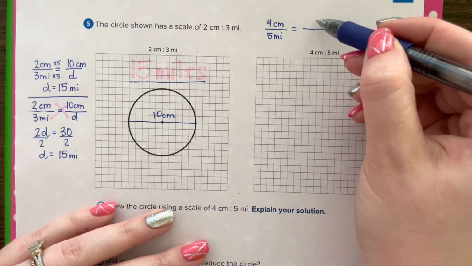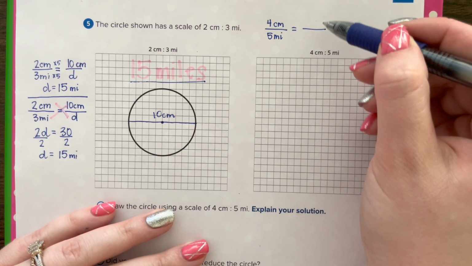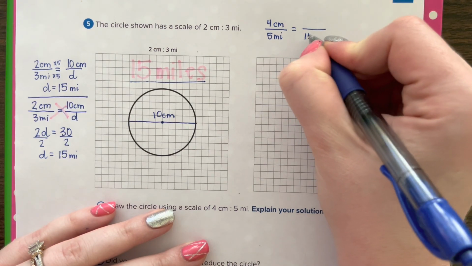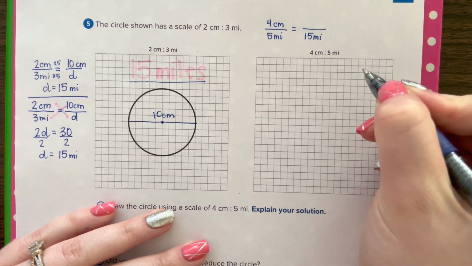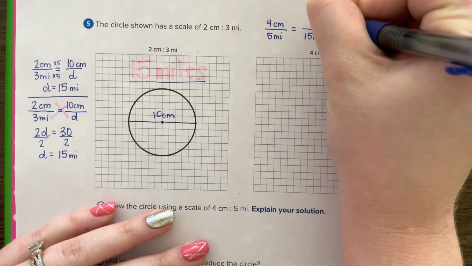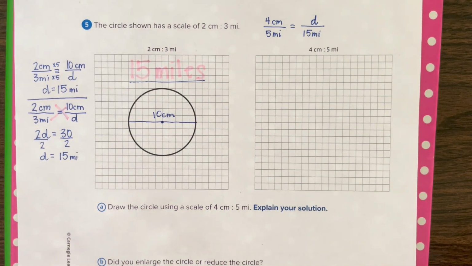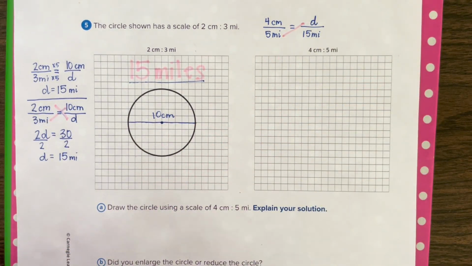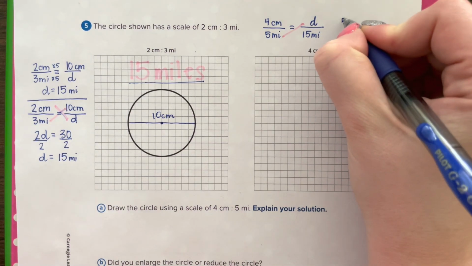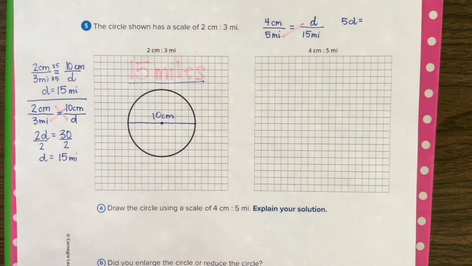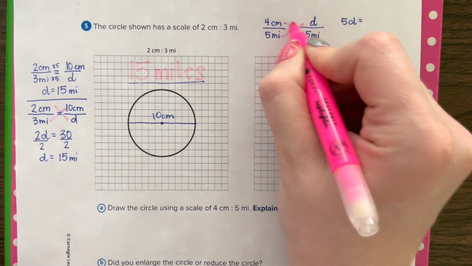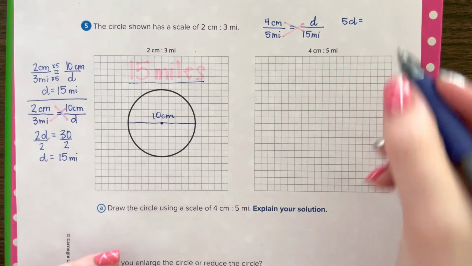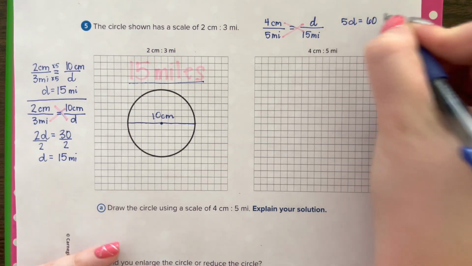So does miles go in the numerator or denominator? It goes in the denominator. So I have 15 miles. And then I'm going to put D in the numerator because that's what we're going to try and solve for on the new drawing. Let's practice that cross multiplication again. So we're going to do 5 times D. So that would give us 5D equals, now we go the opposite direction, 4 times 15. So that gives us 60.